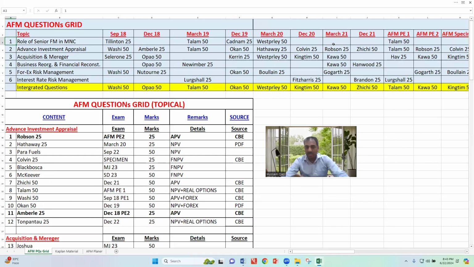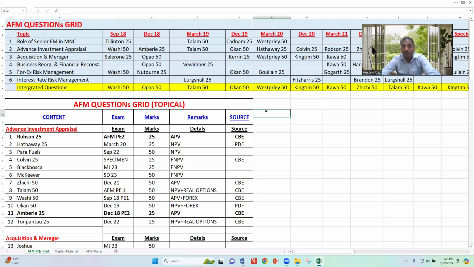But after 15 July, ACCA will also publish the March, June 24 exam paper. So we have good enough past exam papers of AFM from September 18 till March, June 24. Not to worry. And this is actually your revision kit.